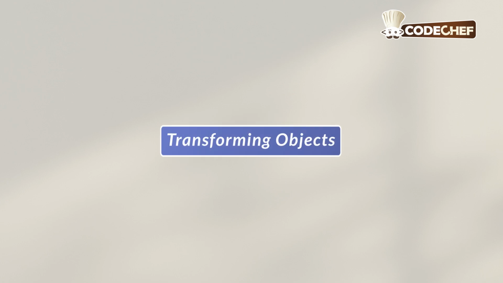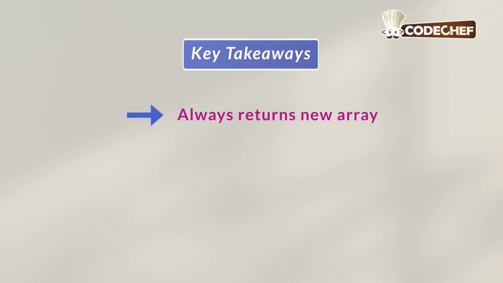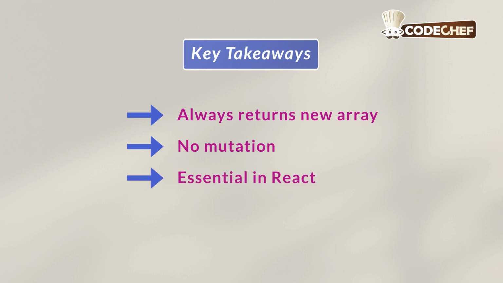The map method is very powerful when working with arrays of objects. This is extremely common when handling API data or preparing data for display in the UI. So let us look at the key takeaways from this particular lesson. The map method always returns a new array. It never modifies the original array. And it is one of the most commonly used methods in React development.